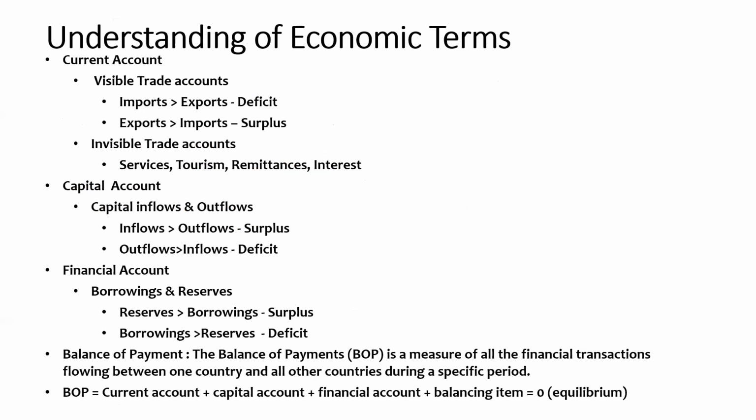Then balance of payment means it's a summation of current account, capital account, financial account, and balancing item. But I have explained the main three items: current account, capital account, and financial account. And I explained the present situation of Sri Lanka as well. But when we learn more with this today's context, you can understand in detail about the Sri Lankan context. Okay. With that, I will proceed.